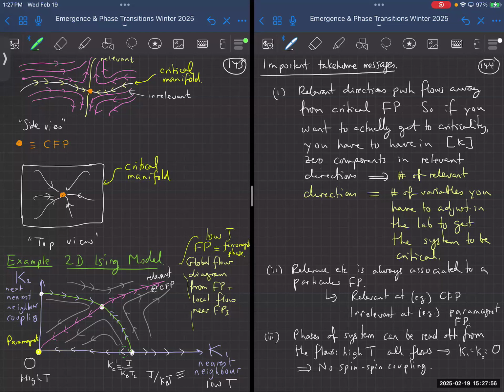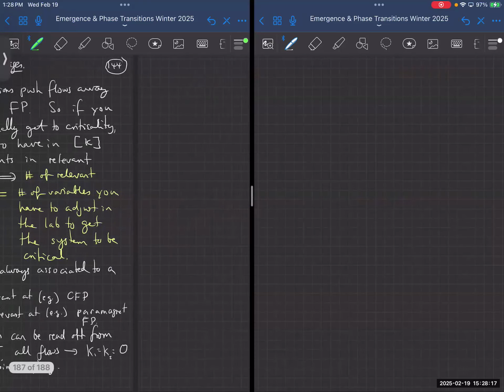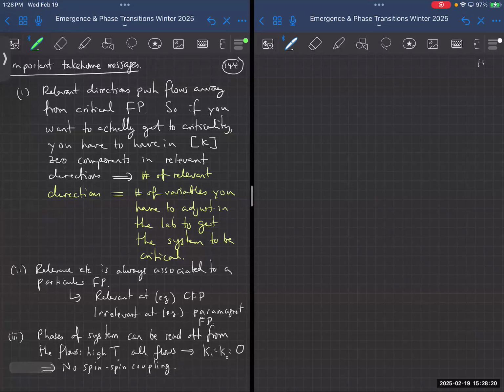So you read off the phase diagram of your physical system, not by calculating in the same way that you would do normally, but just by looking at the renormalization group flows. The renormalization group flows tell you the phase diagram of the system. Okay, so that's that. Okay, what else did I want to tell you? Okay, that's it.